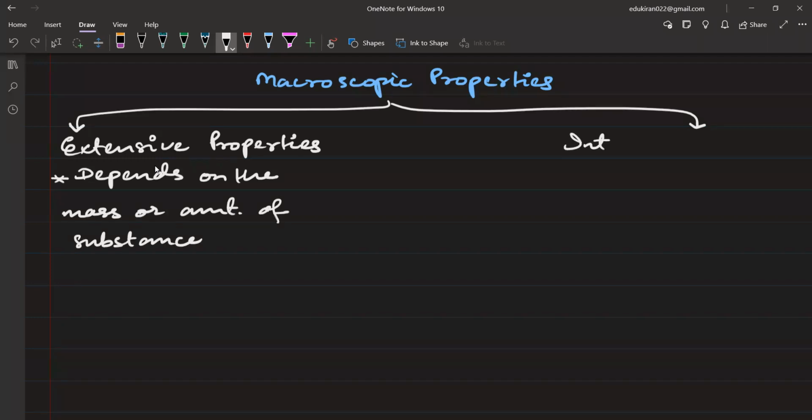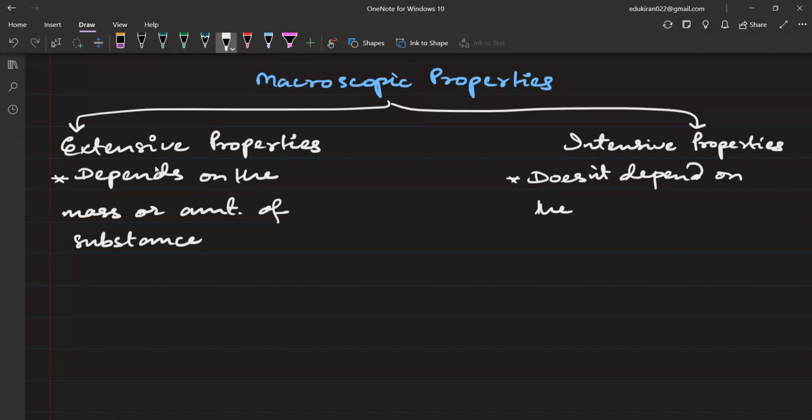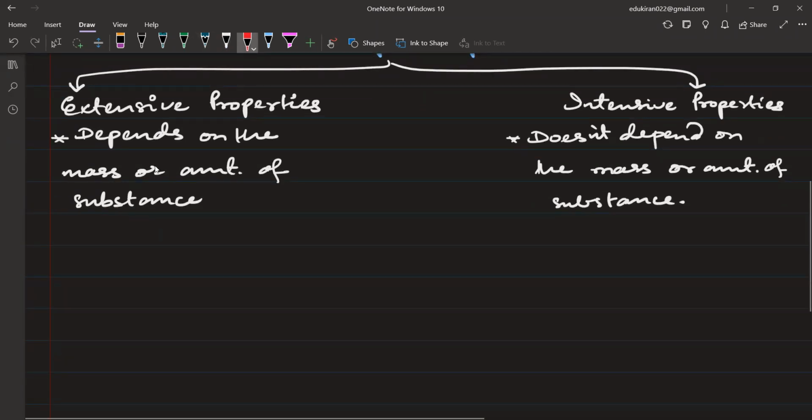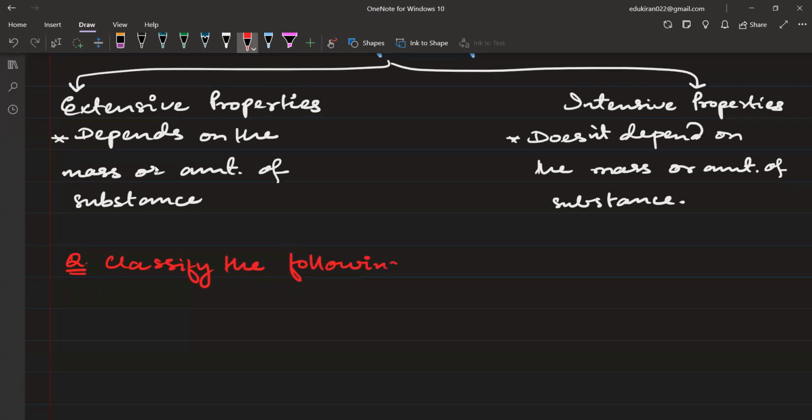Then we have intensive properties, which don't depend on the mass or amount of substance. The question: classify the following as extensive and intensive.